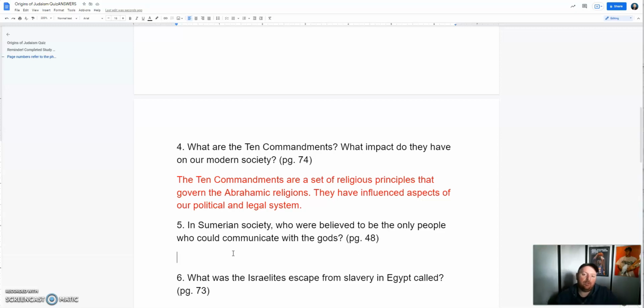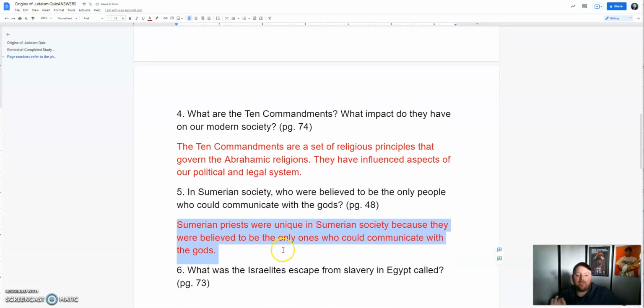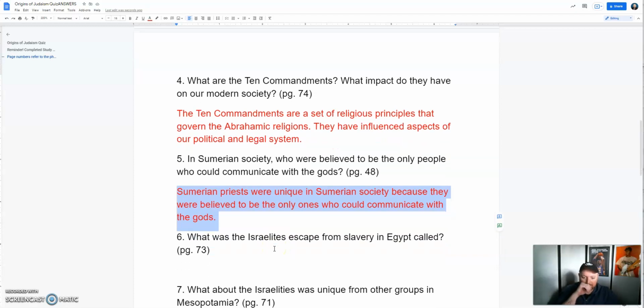So the ability to communicate with the gods was important because you wanted to make sure the gods were happy, right? If you could communicate with them, you could make them happy, or at least find out what they want. That is why the priests played a very unique role in Sumerian society, because they were believed to be the only ones who could communicate with God. If they're the only ones who could communicate with God, and God rules everything, that's a very important position in Sumerian society. So yeah, priests had a unique and powerful position.